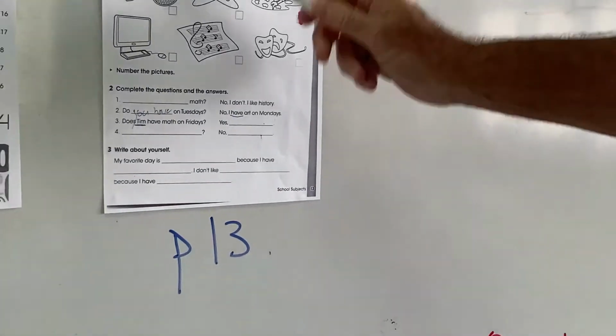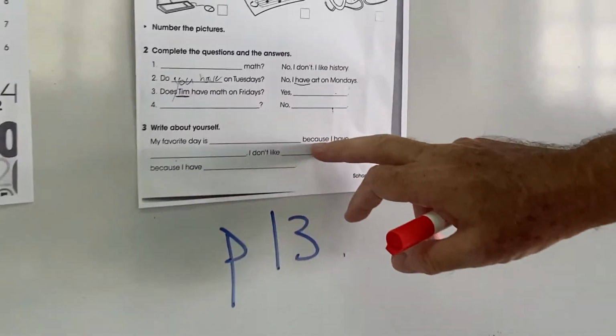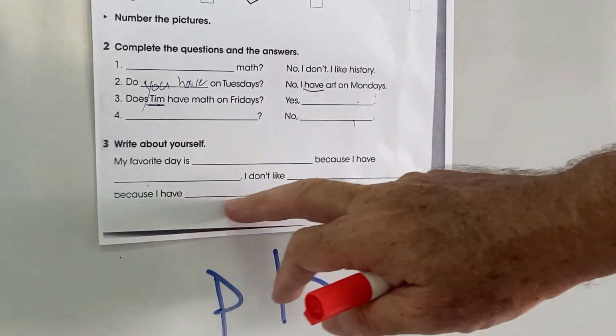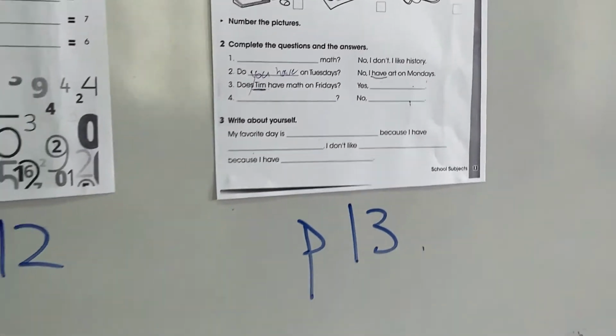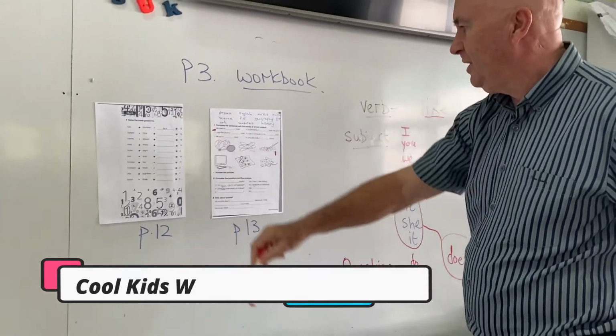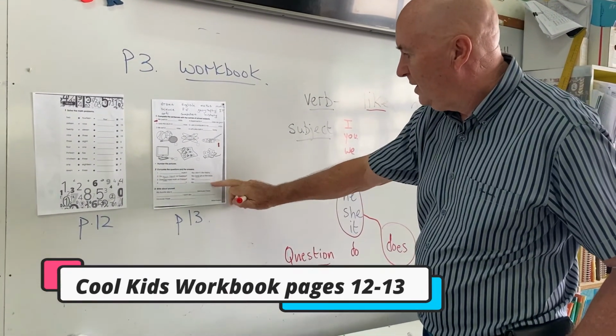Okay? And then number 3, a little bit about you at the bottom. What's your favourite day? And then which day don't you like? Because you have that. Okay, so that's workbook page 12, a little bit of maths. Page 13. Not sure about this?